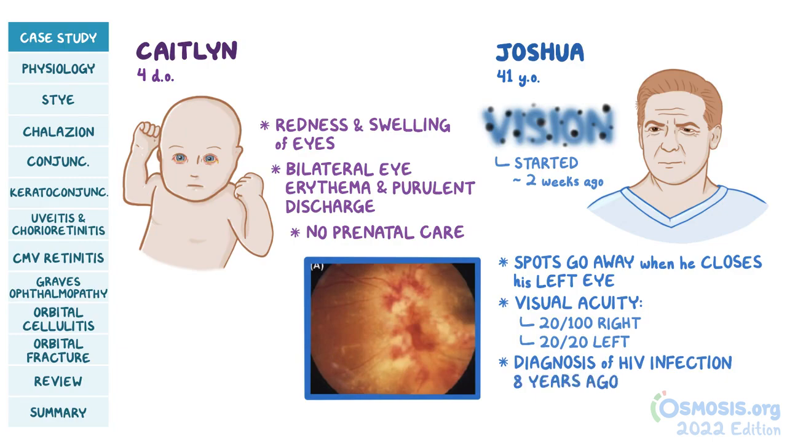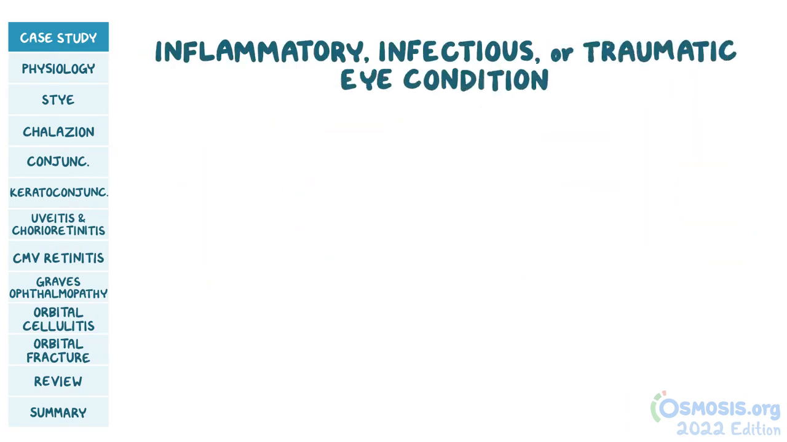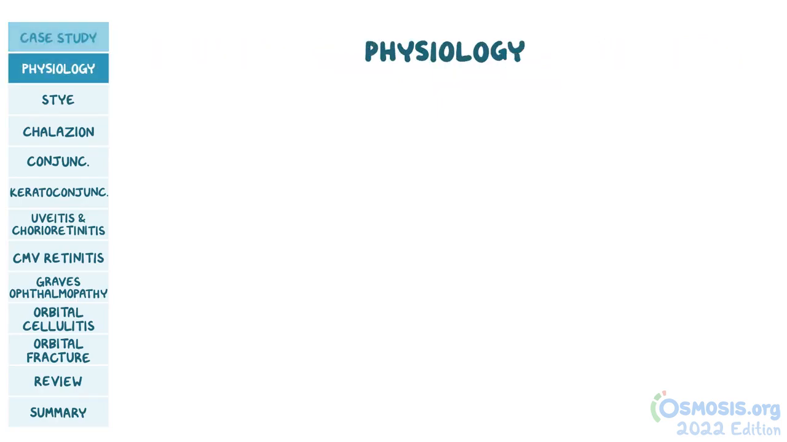Based on the initial presentation, both Caitlin and Joshua have some form of inflammatory, infectious, or traumatic eye condition. But first, a bit of physiology real quick.